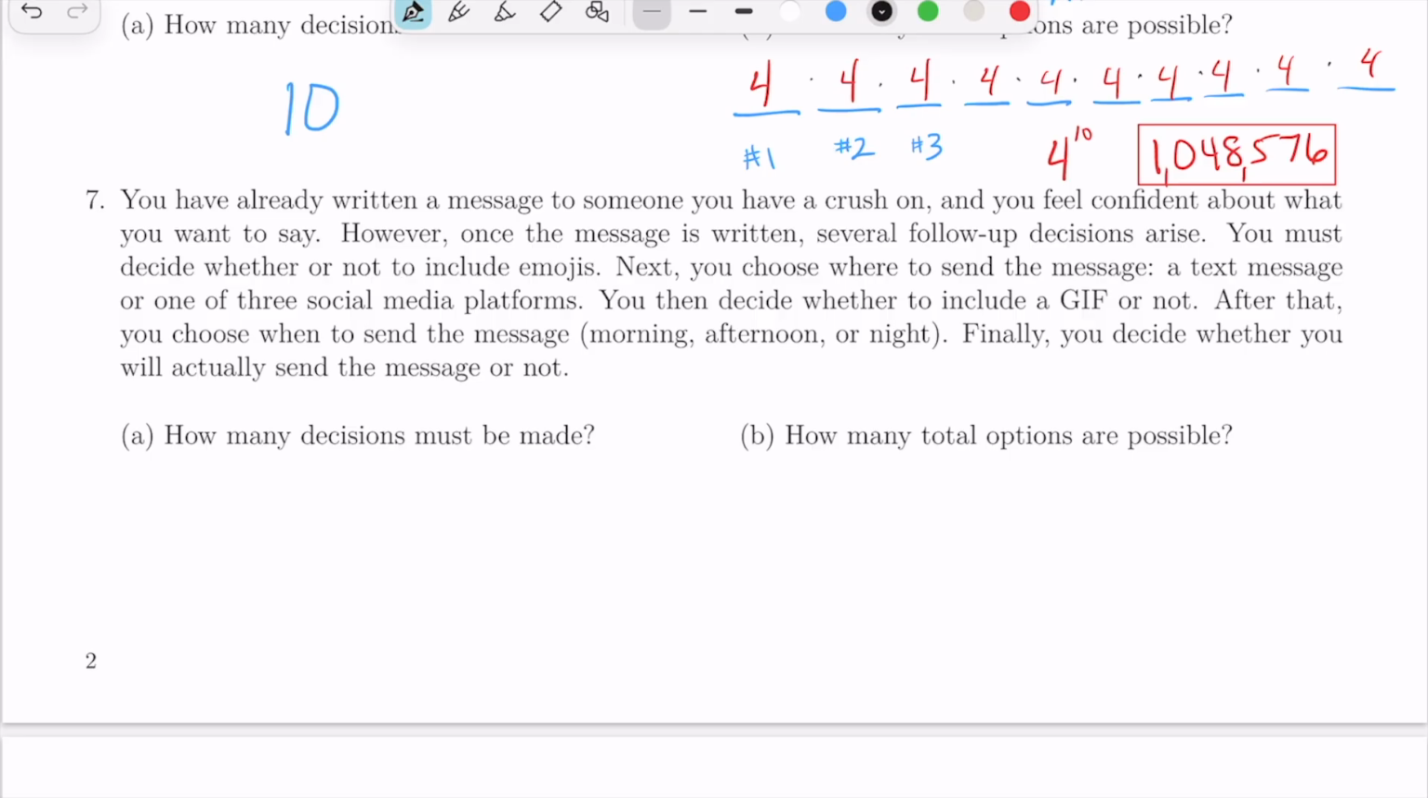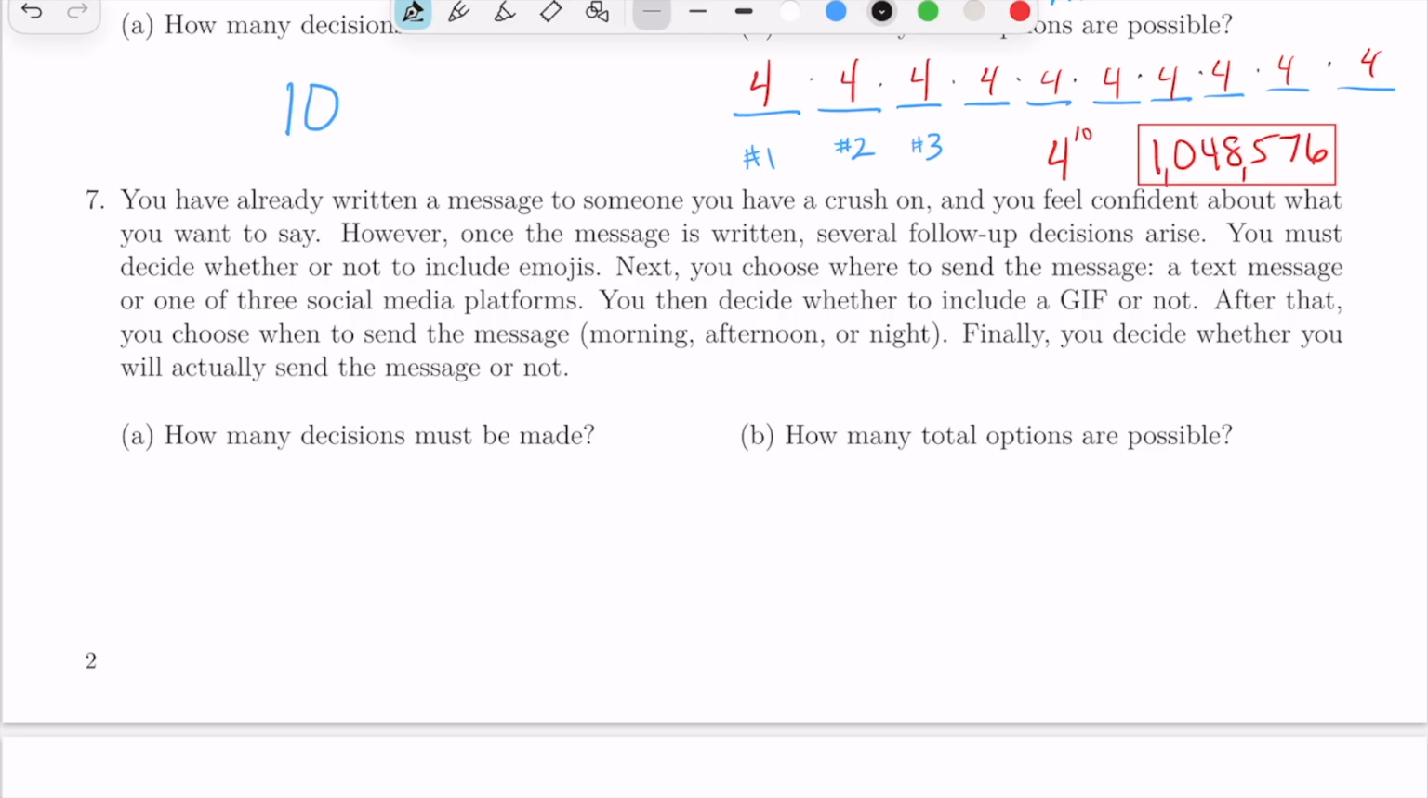You have to decide whether or not to include emojis. Like, are you a playful person and you want to show that? So you have to decide if you're choosing emojis or not. Then you have to choose where to send the message. Are you going to text it to them, or are you going to post it to one of their 3 social media accounts that they have? Then you've got to decide whether you want to include a GIF or not.